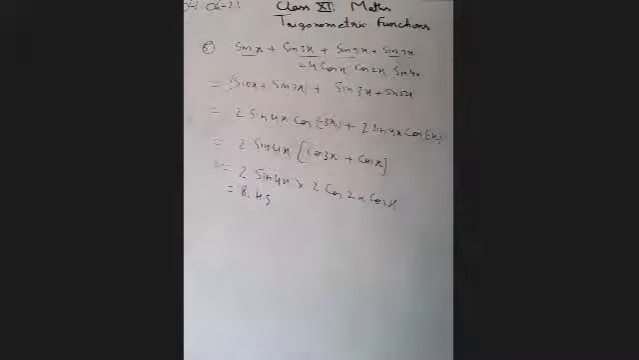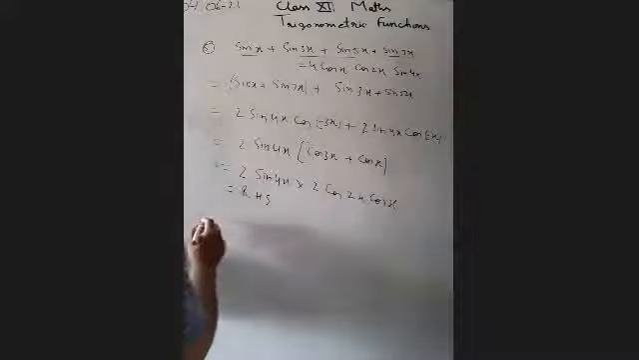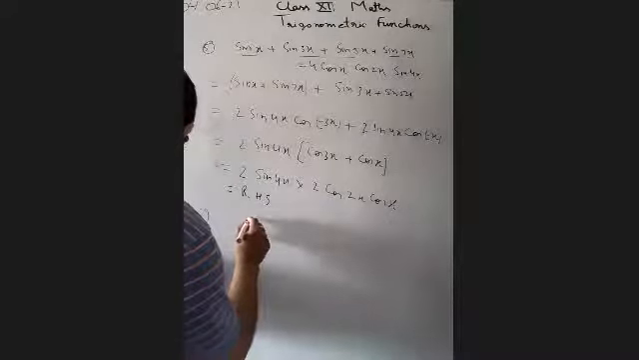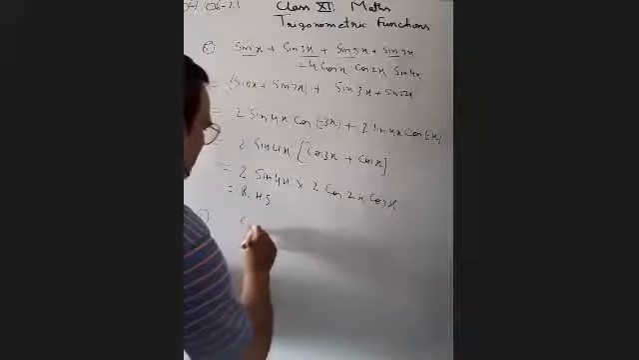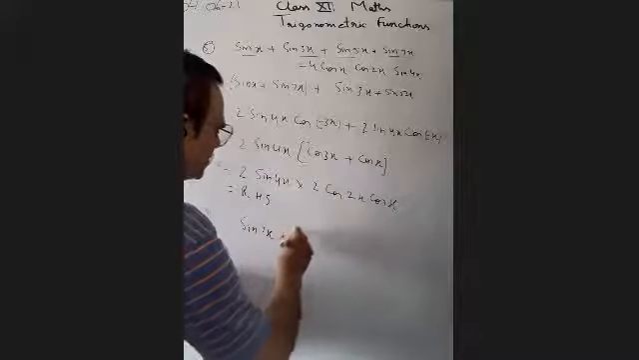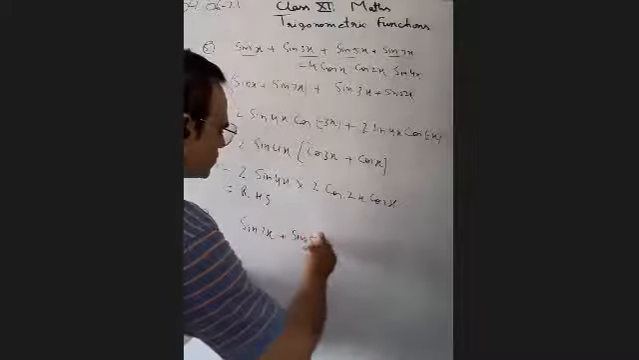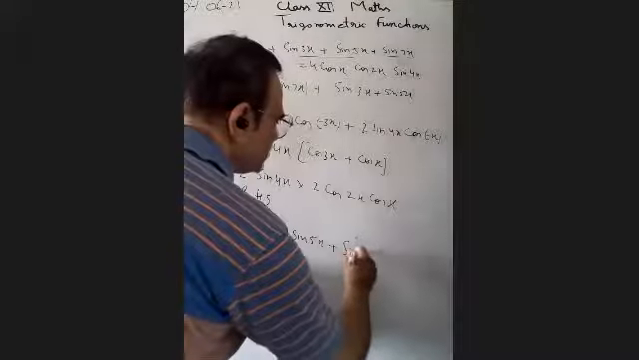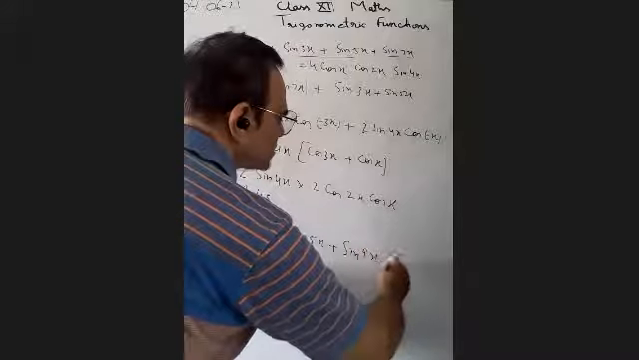See the next one. In the next question also, we have to use these CD formulas in numerator and denominator. CD formula we are applying. Just I am writing here. Question number 6: sin 7x plus sin 5x plus sin 9x plus sin 3x.